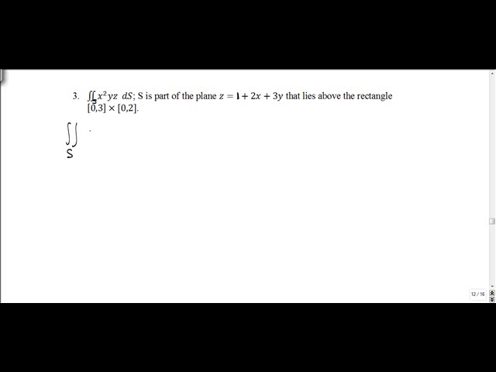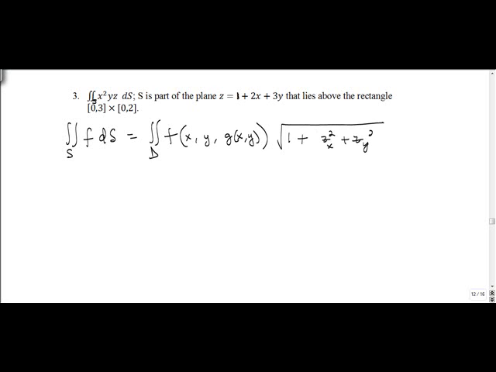It's a double integral over S of f dS is equal to the double integral over D, and you're going to write f of x, y, and replace the z, or write the z in terms of x and y, and then you multiply by the square root of 1 plus partial z with respect to x squared plus partial z with respect to y squared dA. That's what you're going to use. I use this formula because the surface was not parameterized. All right, shall we do this?